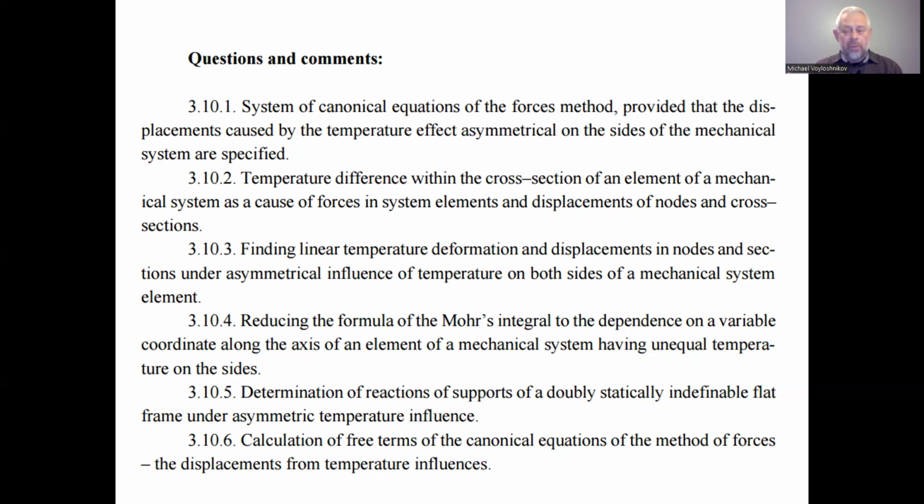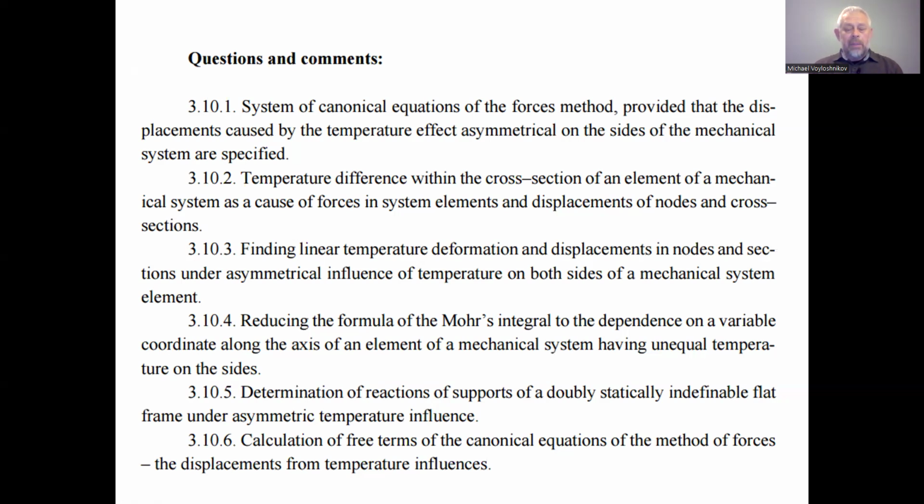This summand consists of two parts. One part is the action of the temperature difference on the bending of the mechanical system. Another one is the impact of the temperature difference on the expansion of the mechanical system. For the bending of the mechanical system, we consider the area of diagrams of the bending moments under the action of unit forces, but we consider the difference of the temperatures acting on the two sides of the mechanical system and the h of the element of the mechanical system.